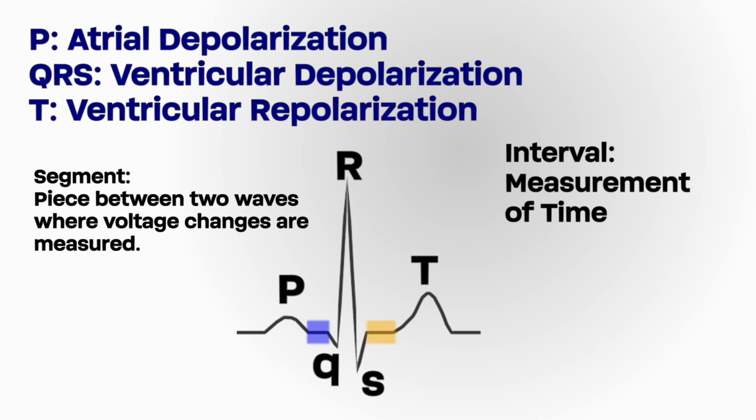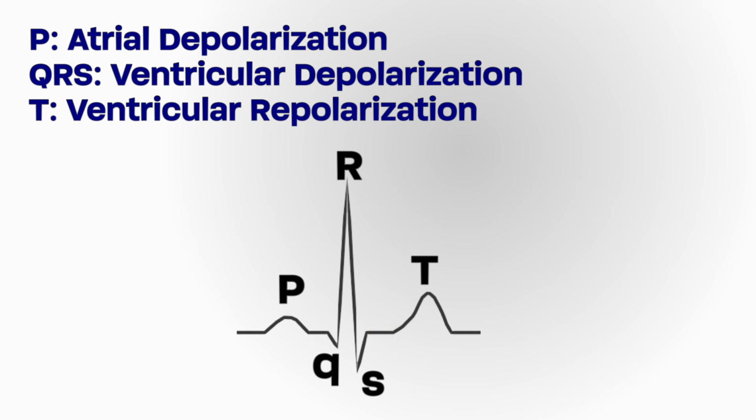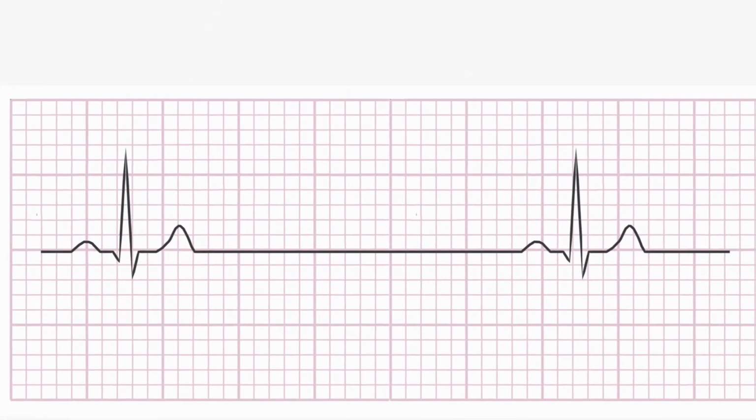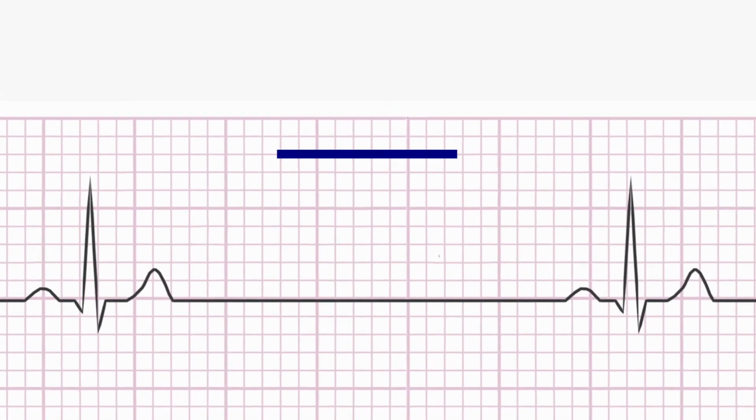Segments are the spaces between waves where our concern has more to do with the voltage component, movement up and down, than it has to do with duration. So the ST segment is elevated or depressed, and the QT interval is prolonged or shortened. One of these that we've already talked about is the R to R interval, the time between two R waves.